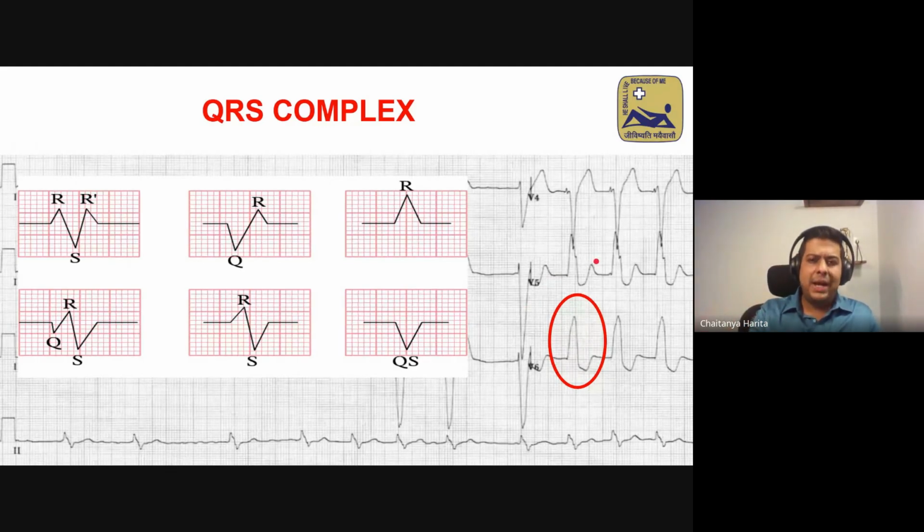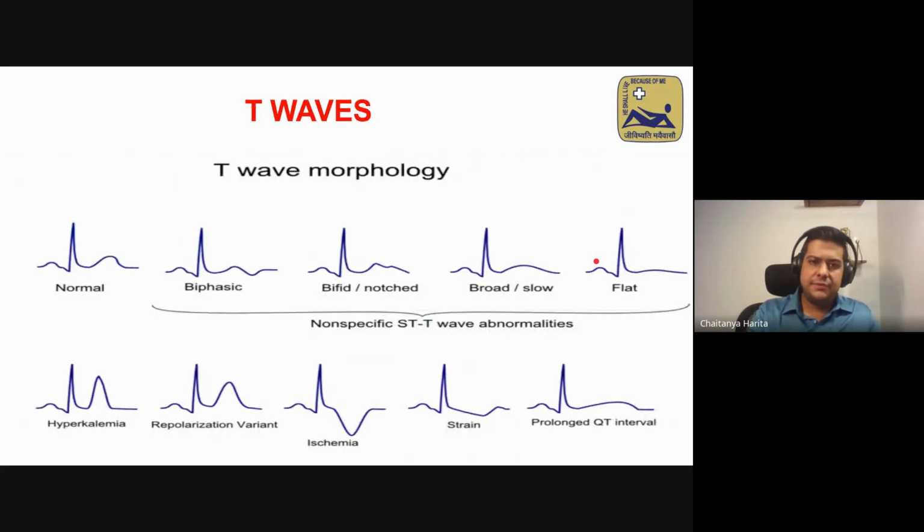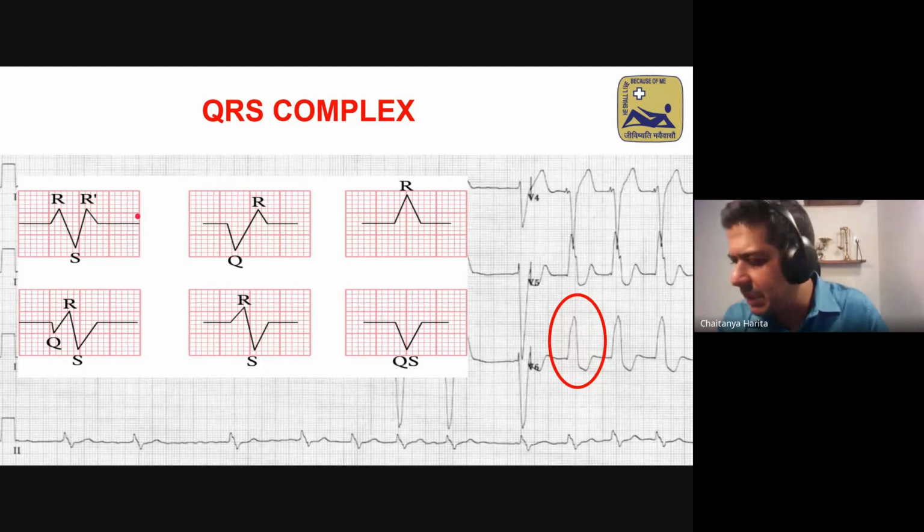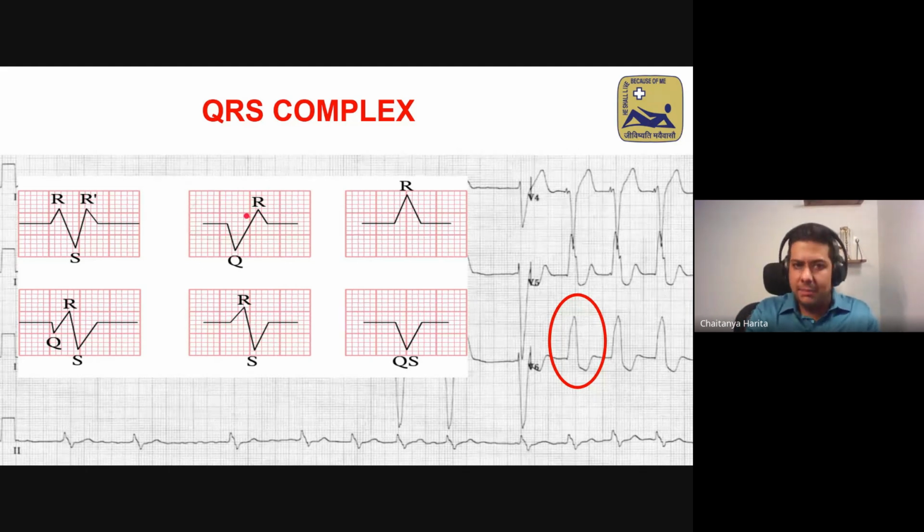This type of wide bundle with a predominant R wave. Right? So this is about the QRS. To reiterate, QRS can occur in an RSR dash pattern. It can occur in a QR pattern, R pattern, QS, pathological Q, or just RS. Any of these 6 patterns can be present.